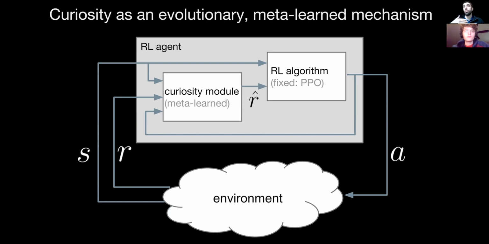One of them would be to just hard code. A human engineer can hard code the curiosity module. Another one would be to put a neural network. And what we propose is to instead meta-learn it at the level of code. Let's see all the options and what they involve.